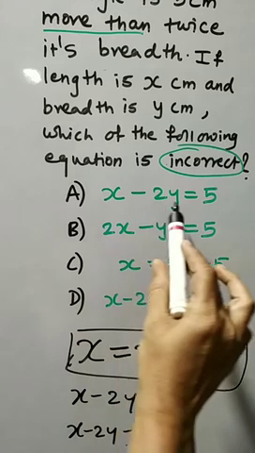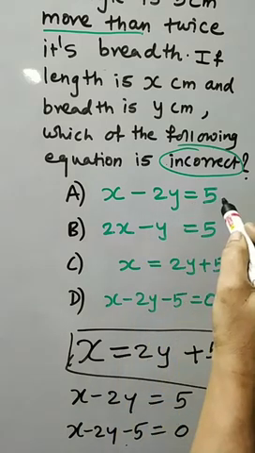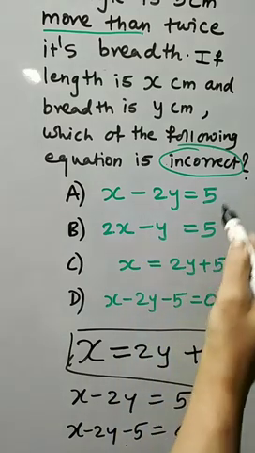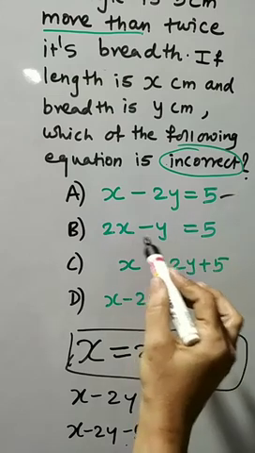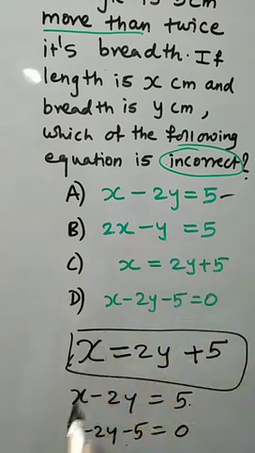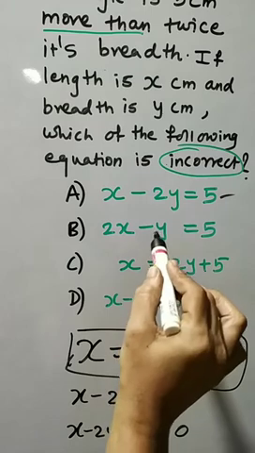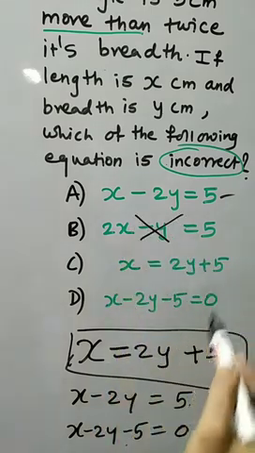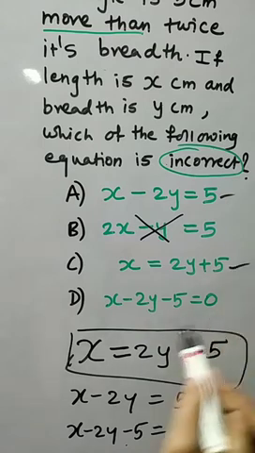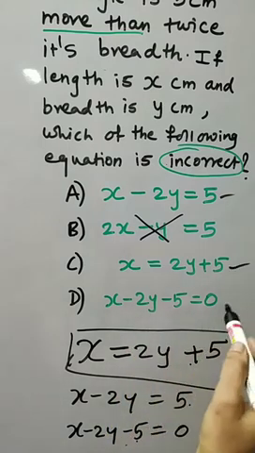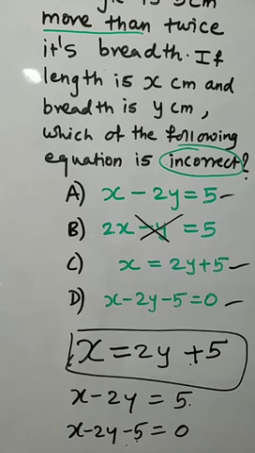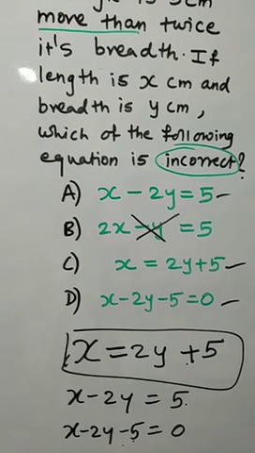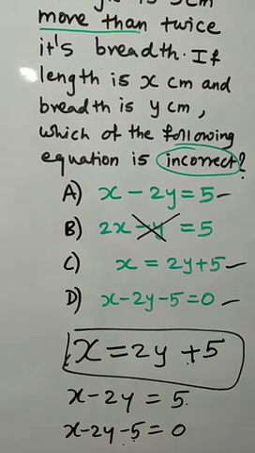So x minus 2y is equal to 5. Yes, this is here. Okay, then 2x minus y. x is nowhere 2x. Observe. So this is not correct. Observe, x is equal to 2y plus 5 is this form. So this is correct. Then this is the general form. This is correct. So you have to identify which of the equations is incorrect over here.